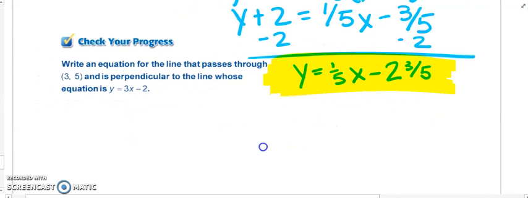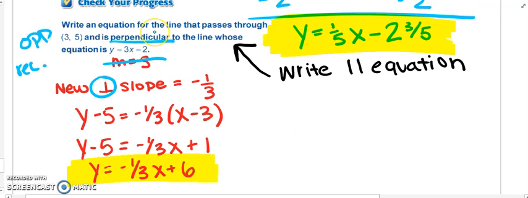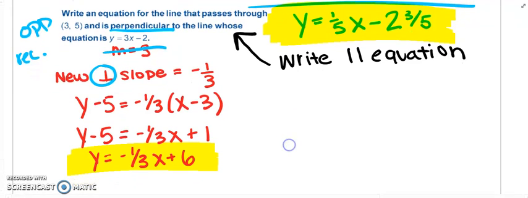I want you to pause and work this problem and then check back. Okay, so perpendicular, remember this is the symbol for perpendicular, so they're going to be opposite reciprocals. My slope here was 3, and now I'm done with that. My new slope is -1/3, plugged in my point slope and solved, and that is my equation. Now, it says write an equation for the line, and it didn't tell you what form. If it doesn't tell you what form, assume it's slope intercept. So unless it tells you otherwise, always put it in slope intercept.